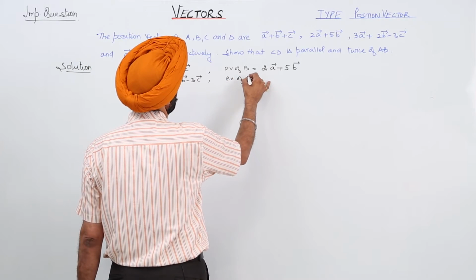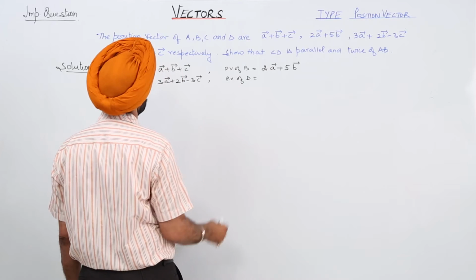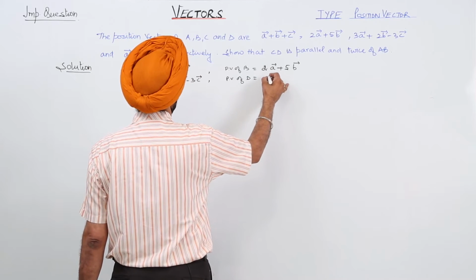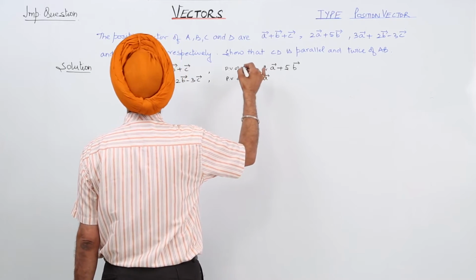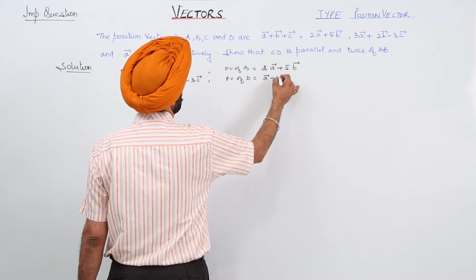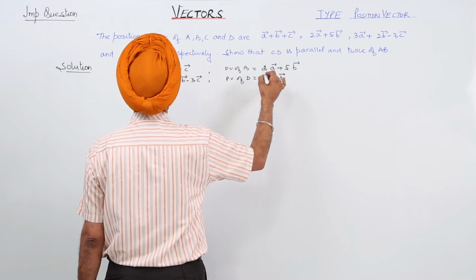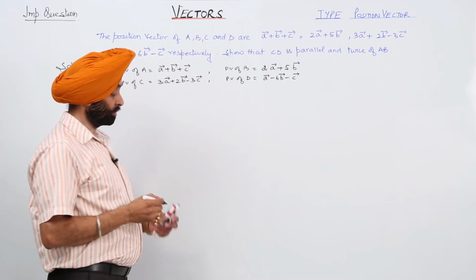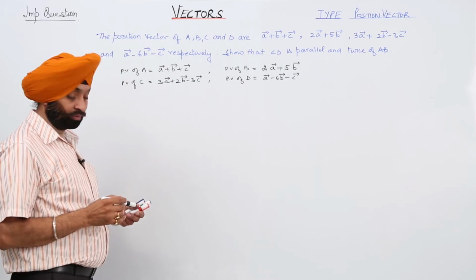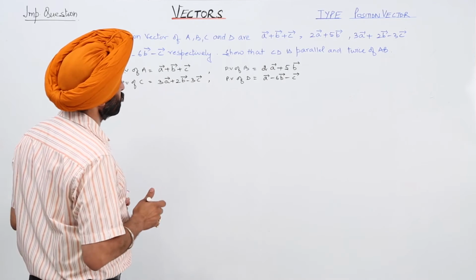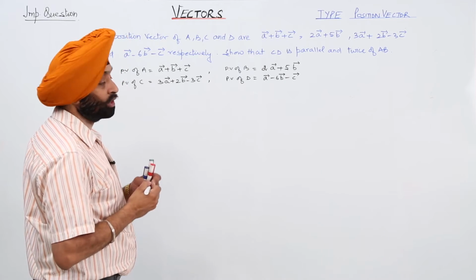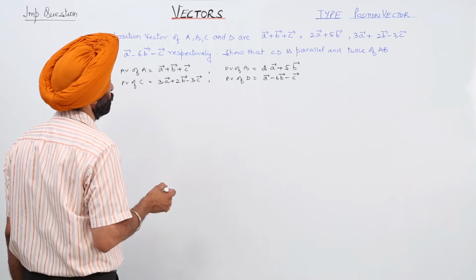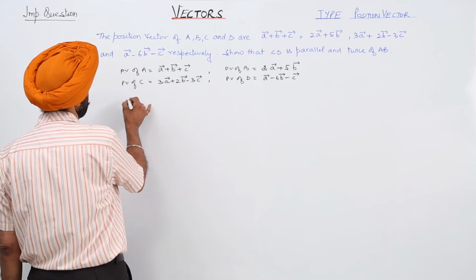Position vector of D is vector A minus 6 times of vector B minus vector C. So, these are the position vectors given to us. Now, we have to show that CD is parallel and twice of AB. So, let us find first CD.